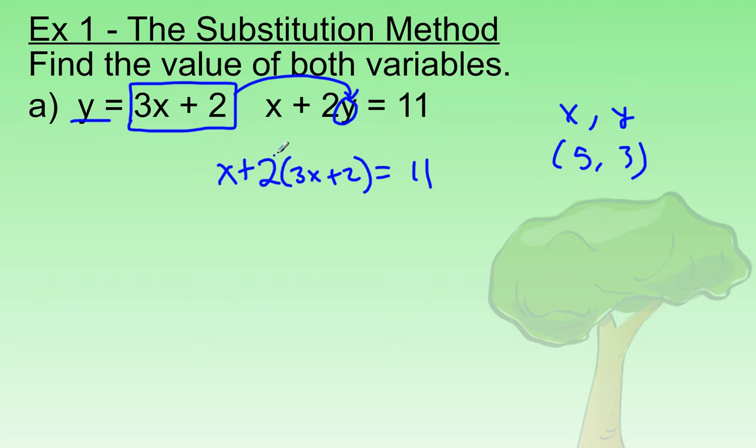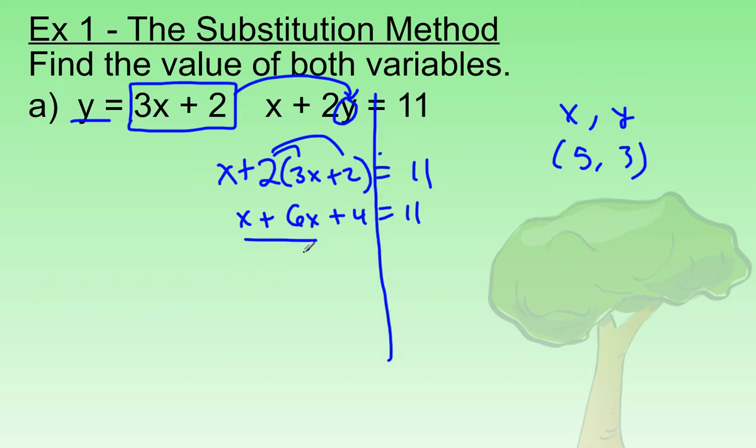So let's distribute here. That would be 6x plus 4 plus x equals 11. So I distributed. I'm solving here, so I'm going to combine like terms. 7x plus 4 equals 11. Getting rid of the multiply is last, so getting rid of this add 4 is first. So I'm going to subtract 4 to cancel it out. 7x equals 7. Divide both sides by 7 and x equals 1.